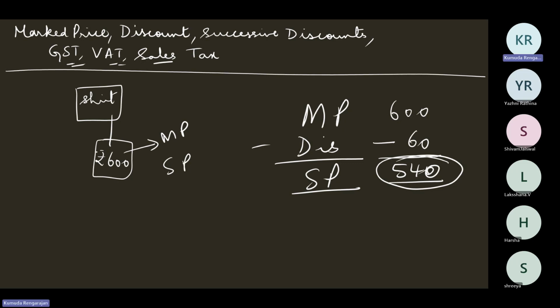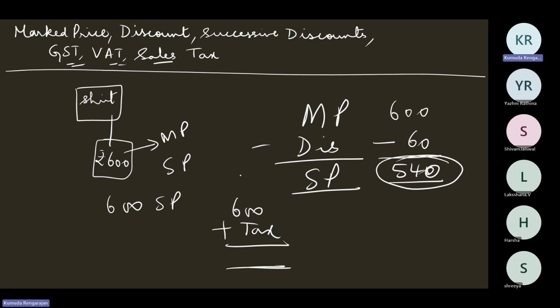So the marked price of the shirt is 600. If there is no discount, the marked price itself is the selling price. So at the cash counter, you have to pay 600 rupees plus the tax, whatever is mentioned in the question. If there is something about tax mentioned in the question, you'll have to pay 600 plus the tax, so a little more than 600 rupees to the shopkeeper to buy that shirt.